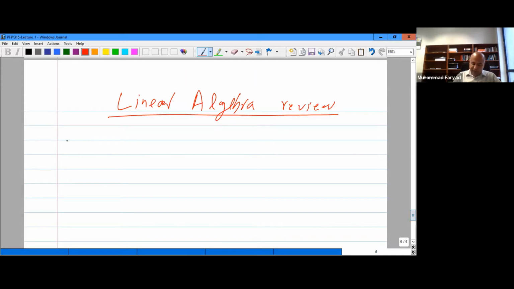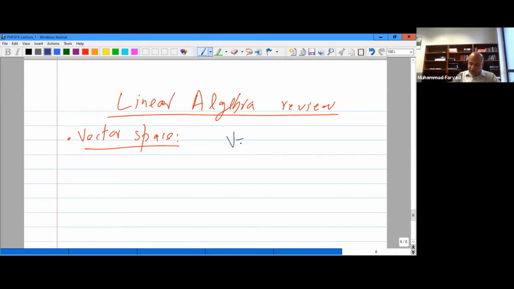So let me start with the concept of vector space. This is a frightening word for most people, but I think it can be less frightening if you think of it as just a set. A vector space is just a set containing certain elements that satisfy certain rules. So let's talk about it.